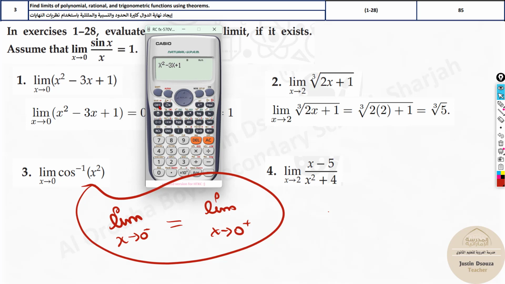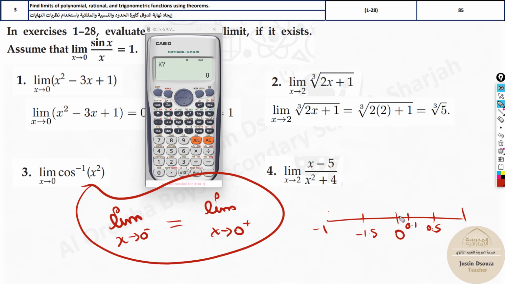Now press calc. What calc does is it will allow you to put any value for x and calculate. Now it is 0 in this case because it's a polynomial. It's fine to put 0, but otherwise you should not put 0. What you need to do is put a value which is left of 0, very close to 0 on the number line. If this is 0, this is 1, this is negative 1. What is very close to 0? Not negative 1.5, not positive 1.5.